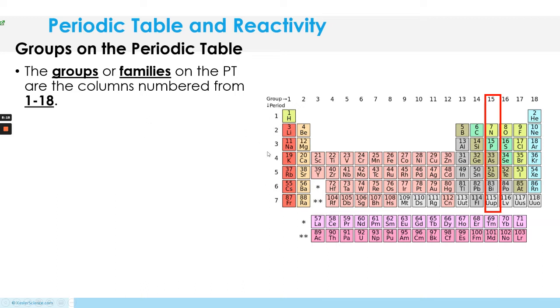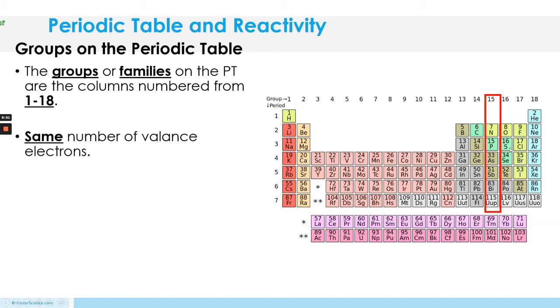So on the periodic table we have periods, period, left and right, and groups. Groups and families, they're the same thing. They're synonyms. So groups and families go up and down. So this is group 15 or 5A. Groups and families on the periodic table are numbered from 1 to 18. We like to talk about 1A, 2A, 3A, 4A, 5A, 6A, 7A, and 8A.